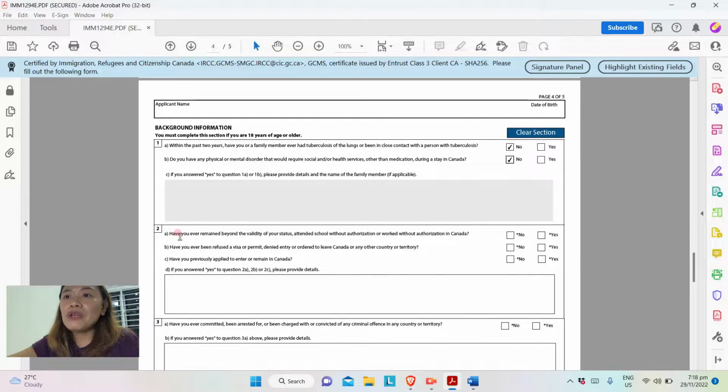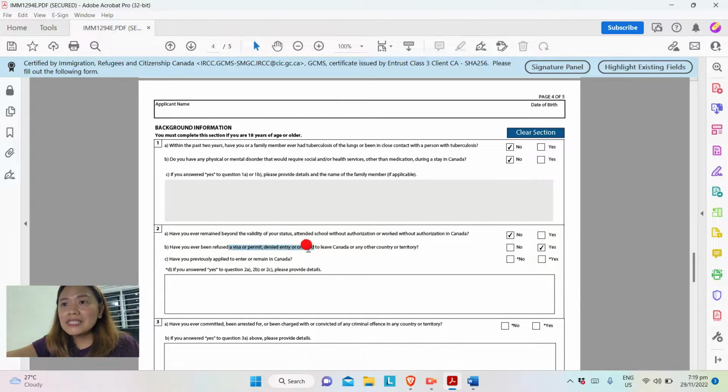Okay, number 2, have you ever remained beyond the validity of your status, attended school without authorization, or worked without authorization in Canada? Of course, no for me. Have you ever been refused a visa or permit, denied entry, or ordered to leave Canada or any other country or territory? So in my case, for example, we were refused, remember? If you have been refused, for example, you applied for the first time and then you got denied, on your reapplication you have to declare that you have been refused already. So you have to tick yes here.